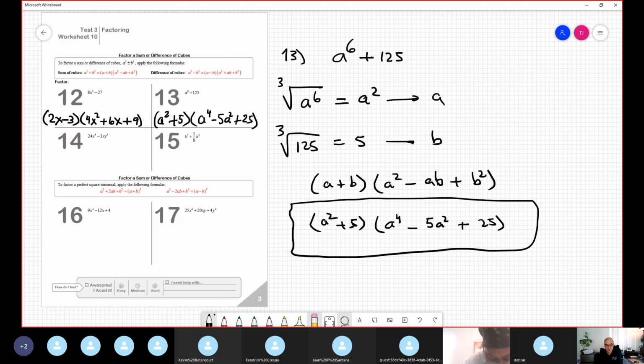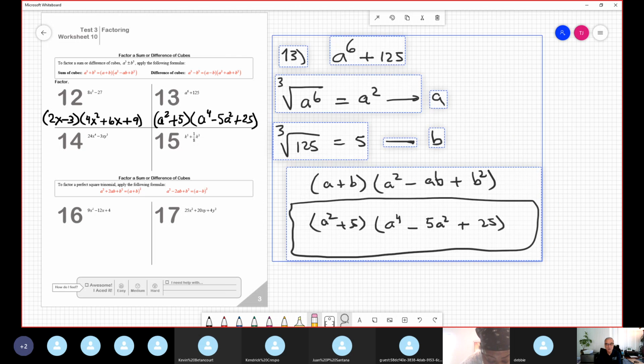Okay, 13. Binomial is super easy, in my opinion. Trinomial is complicated, but a binomial, no. It's easy, it's just a formula. That's it.